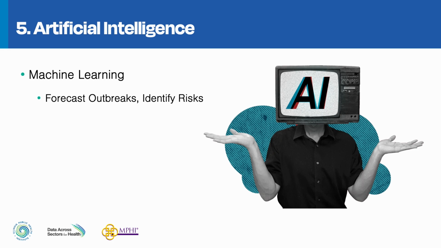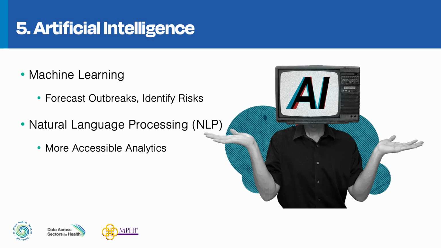Another application is natural language processing, or NLP. This allows AI to understand and respond to human language. Imagine asking a system, which neighborhoods have the highest asthma rates, and receiving a clear, data-driven answer instantly. NLP makes analytics more accessible for everyone, not just epidemiologists or trained analysts.